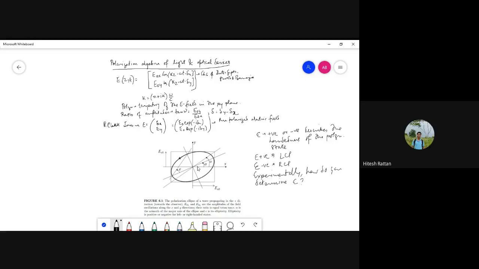Sir, we can measure... Huh? We can measure how? Again, don't go by theory. Experimentally, how will you measure? You have random light. How will you measure it? Again, you guys are too much theoretically minded.